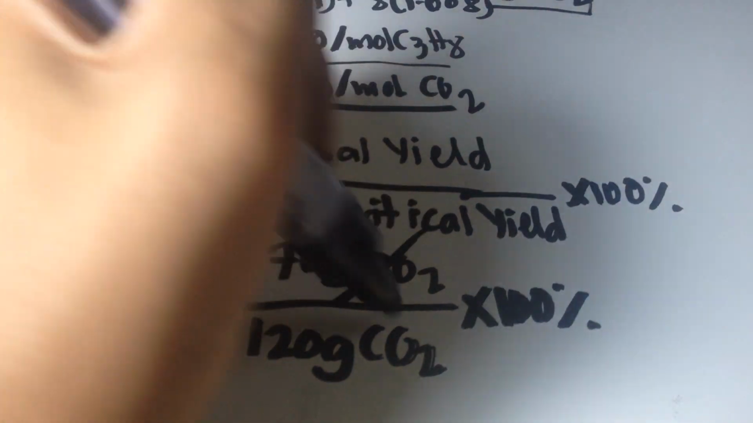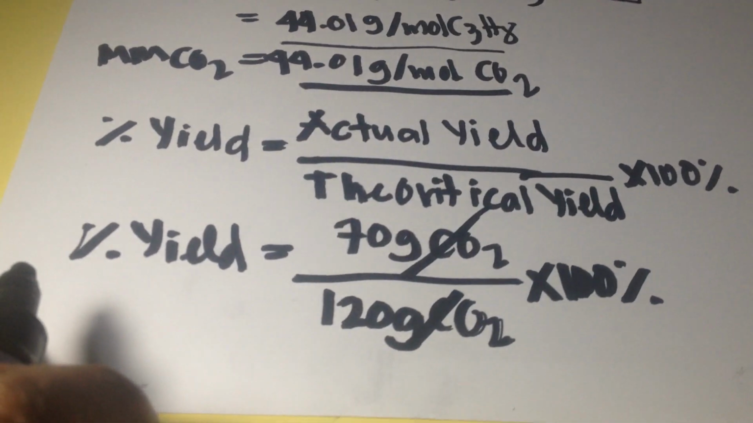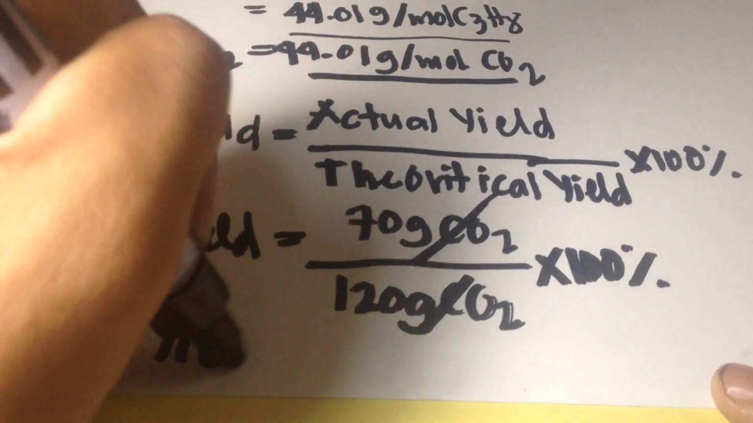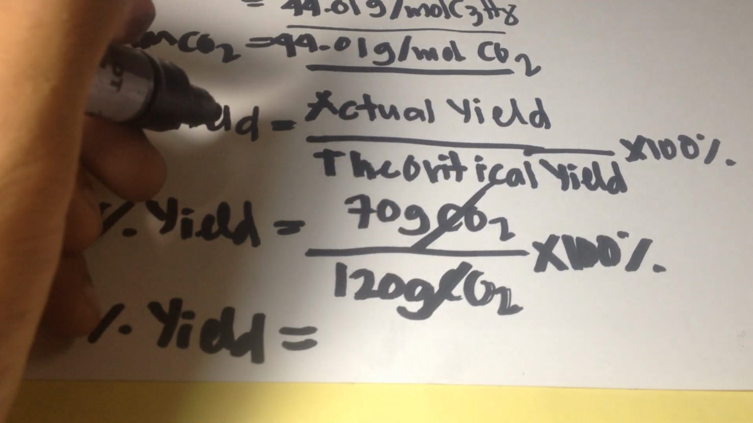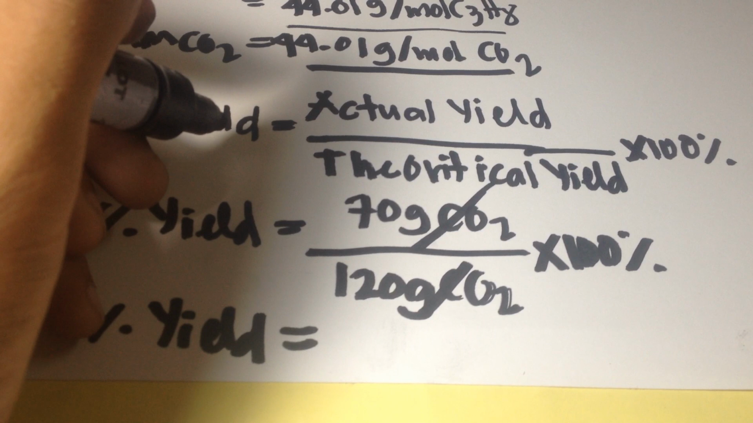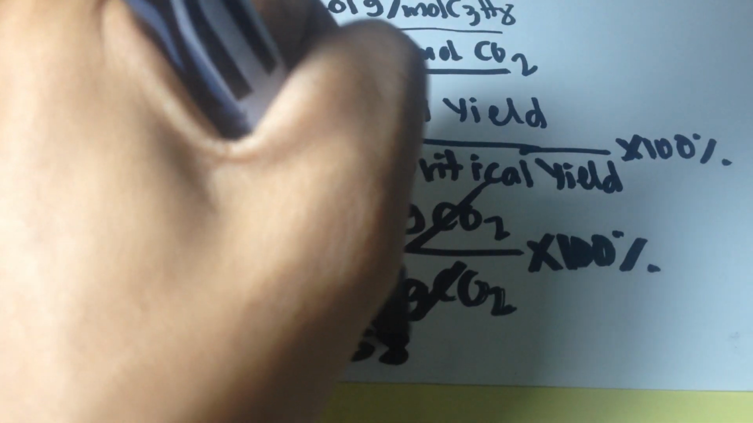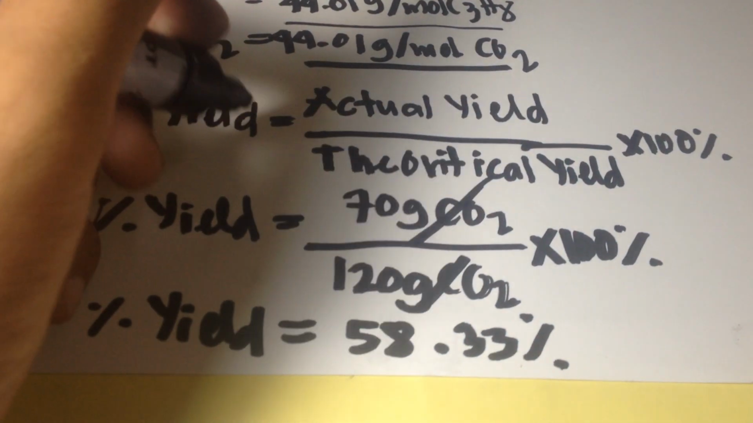So cancel out the grams. So percent yield equals 70 divided by 120 times 100%. So equals 58.33%. So that is your percent yield.